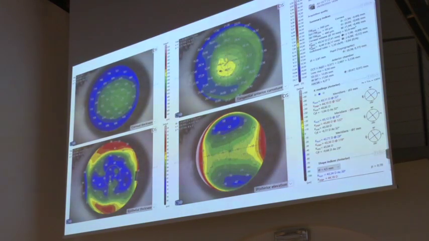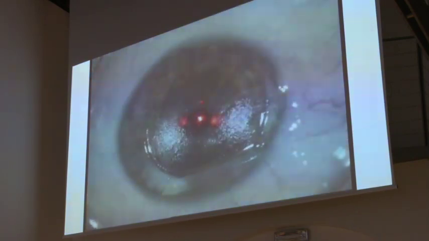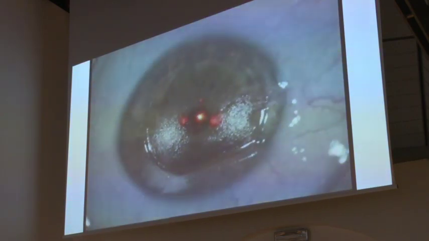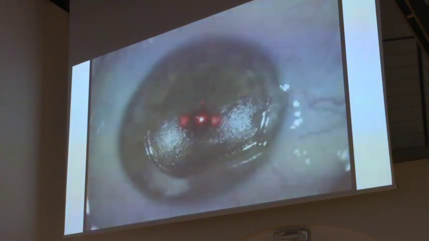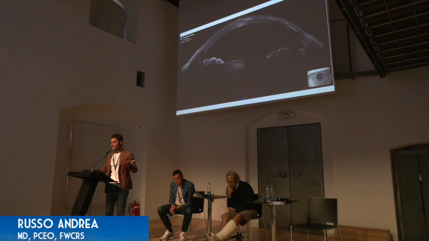So this patient had an accident during the first LASIK. There was a flap tear at the end of the surgery. We can skip the movie because we are running late. But I wanted to show you that in this case, we decided to go ahead with a second LASIK with a new flap underneath the previous one.